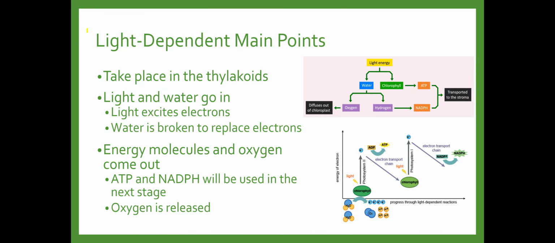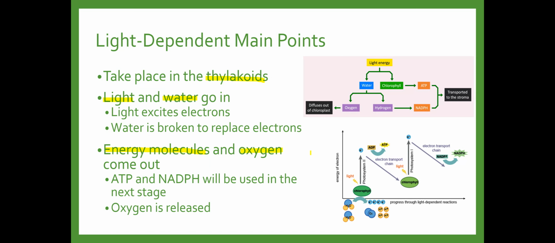So light-dependent reactions are taking place in the thylakoids. Light and water are going in. The light is what's exciting the electrons. The water is broken to get more electrons. What's coming out? We get energy molecules. We got ATP and NADPH. They're going to be used in the next steps. And then oxygen is just going to be released by the plant.